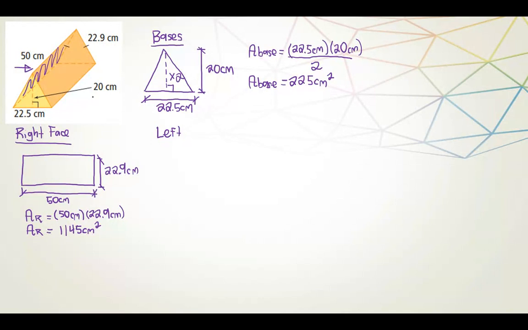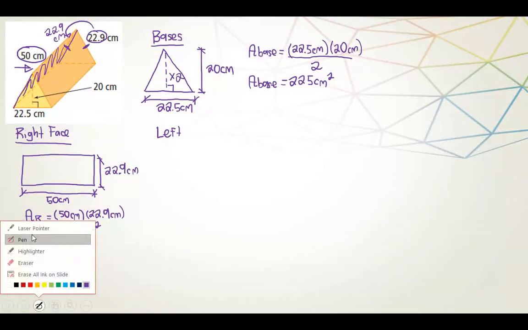Actually, we don't need to draw the left face because the left face and the right face both have the exact same area. If you look at this left face, it would have the same length, which is 50 centimeters, and the width of the rectangle is just this slant height, because we identified here that this side length and this side length are the same with those hash marks. So that number is also 22.9 centimeters. We do not need to draw another face because they're the same thing.